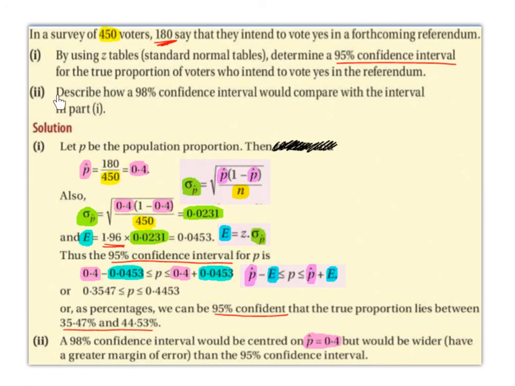Part 2. Describe how a 98% confidence interval would compare with the interval in Part 1. A 98% confidence interval would be centered on P hat equals 0.4, but would be wider, with a greater margin of error than the 95% confidence interval.